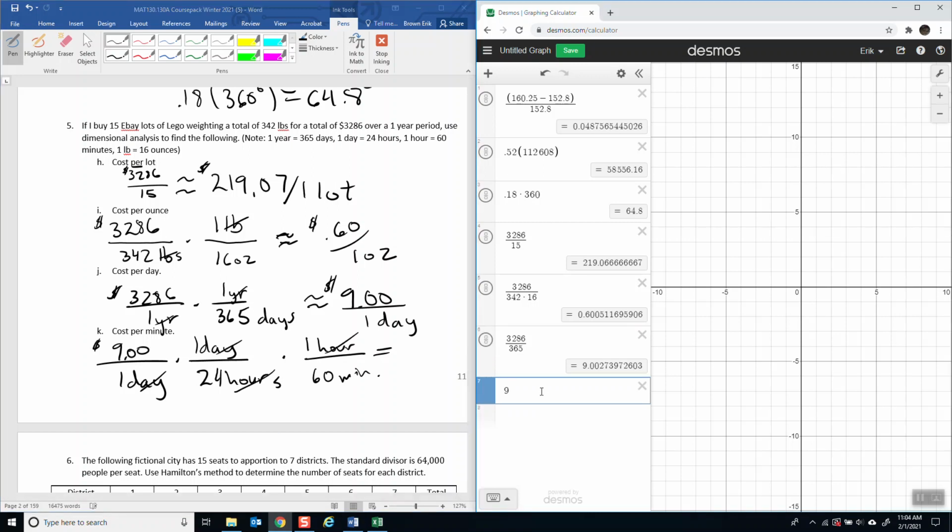This is going to be a small amount, definitely, but that's okay. I mean, this is a totally made up problem. Okay, we better keep all of those values. 0.00625 per minute. So that's like 0.6 of a cent per minute.